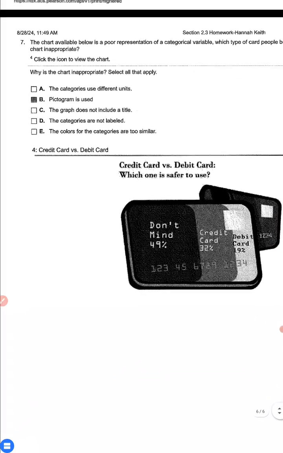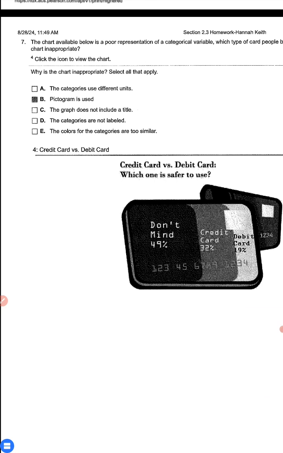All right, and lastly, why is this a bad graph? So once again, this is a pictogram. It's very hard to read. I'll be honest with you, I don't really understand. I guess this color right here is supposed to be about half of the credit card, and that's about 49%, but it still just doesn't really make sense. This card back here serves no purpose. It's just chart junk, so this is not a good graph.